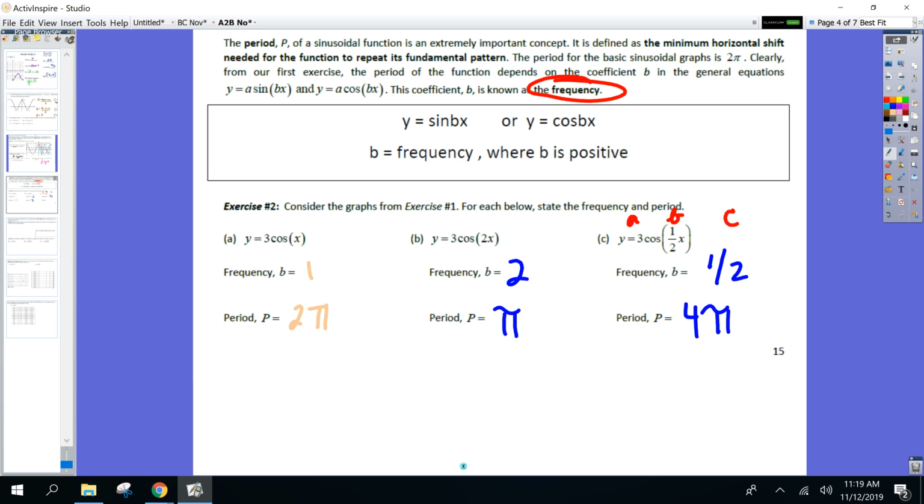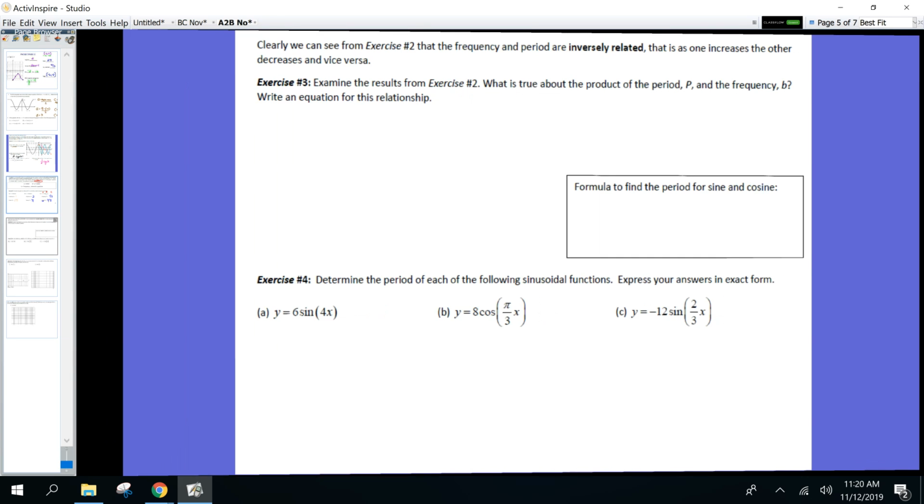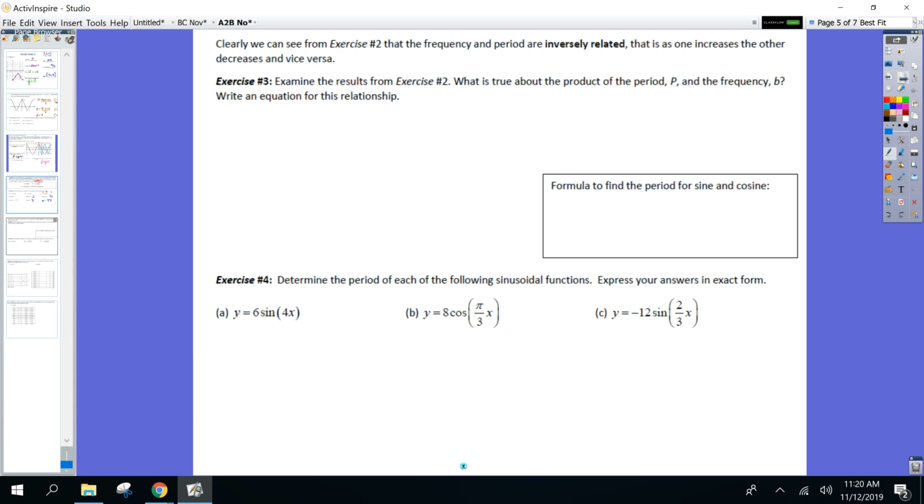Anybody notice anything? As the frequency gets bigger, what happens to the period? Smaller. And as the frequency gets smaller, what happens to your period? Gets bigger. Okay? Here's the good news, or maybe it might not be good news. I'm not going to have you graph all the time to find how long it's going to take. Instead, I'm going to have a formula for you to use. How to find period every single time, without even having the graph.